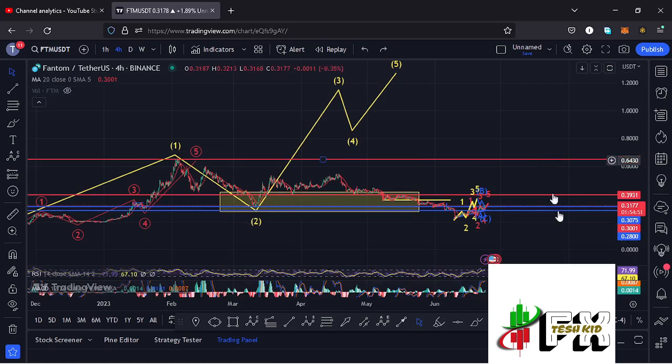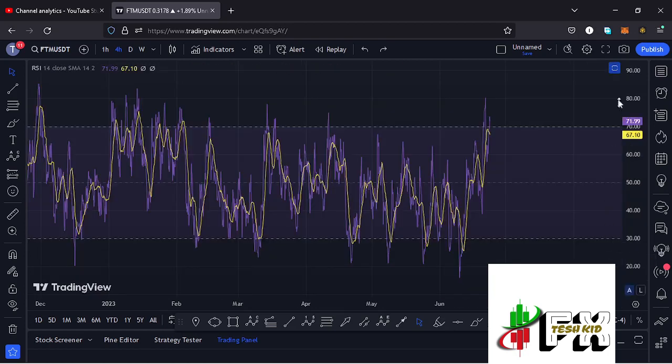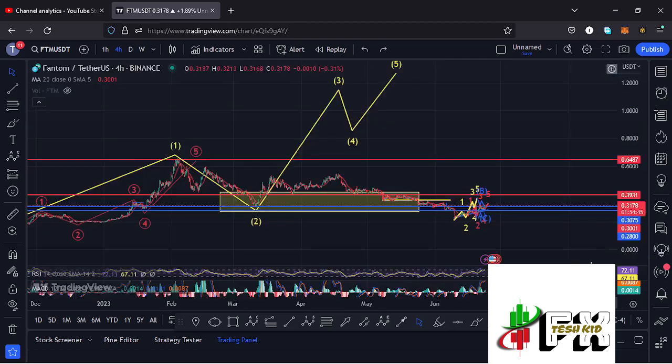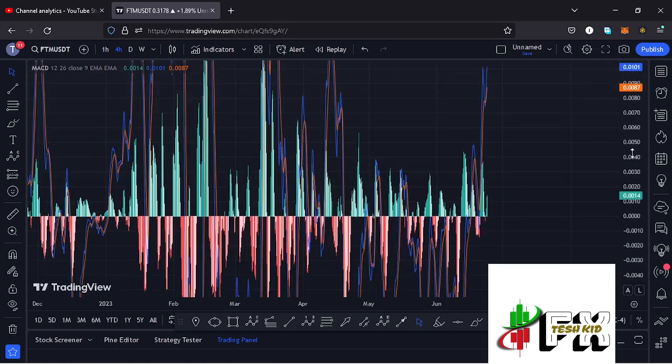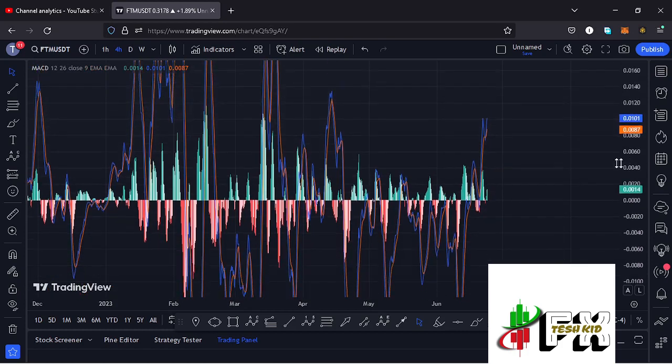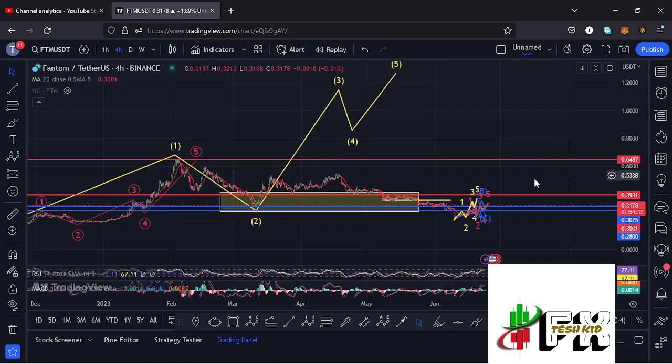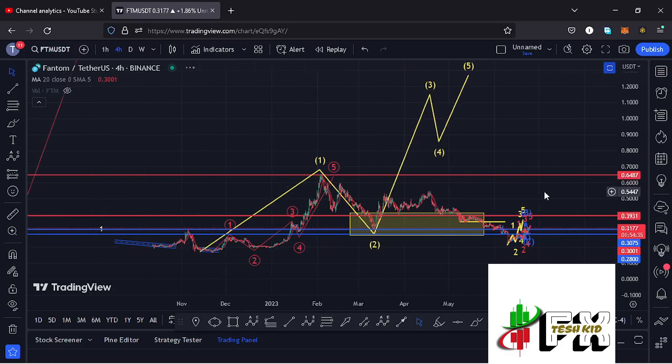Also taking a look at the indicators, here on the RSI we are trading at around the 71 mark. Also taking a look at the MACD, we have been able to print a bullish cross, fully supporting higher prices. So let's be patient and see how that plays out, and I'll be keeping you updated.